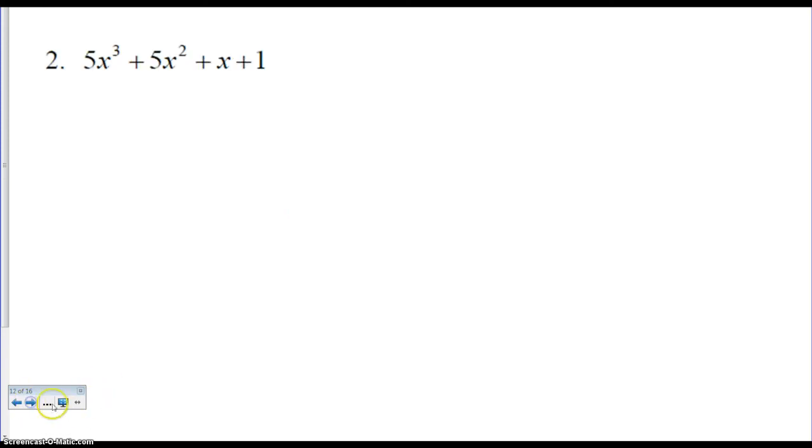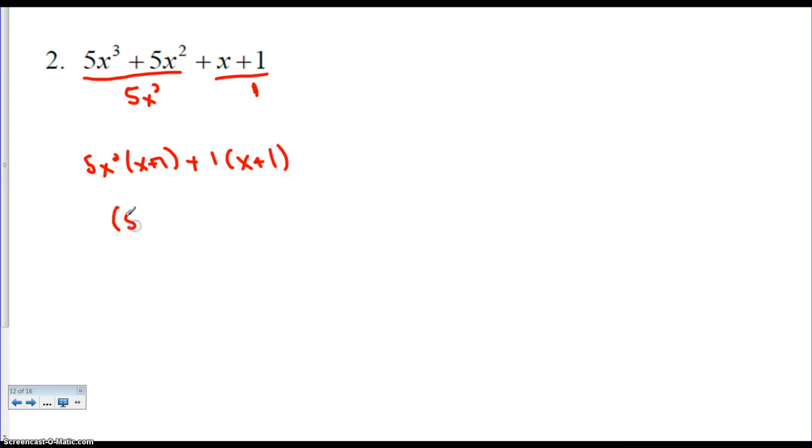Let's look at another one. So I'm back here. I want to figure out what is the greatest common term between these two terms and these two terms. So these both have a 5, and they both have x squared. So I'm going to factor out a 5x squared. And I'm left with x plus 1. The greatest common term is 1 there, so I'm going to factor out a 1. So right now I've got 5x squared plus 1 times x plus 1.